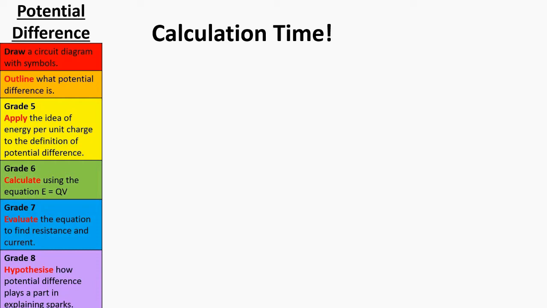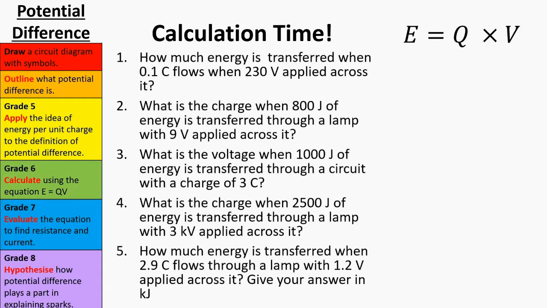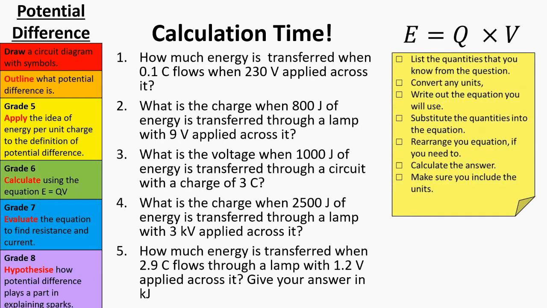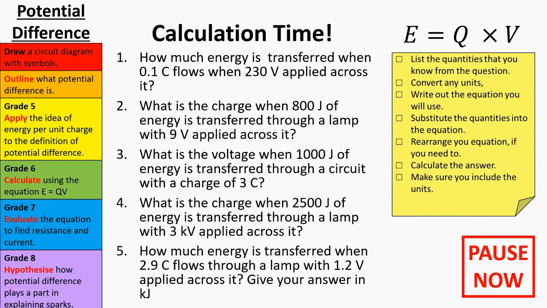Calculation time! So now we're going to have a go at using the equation E equals Q times V. Have a go at these questions. Don't forget to use this checklist to make sure that you are covering all the points that are necessary for you to gain the maximum number of points. Pause the video now, have a go at these questions. When you're ready to move on and find out the answers, press play.